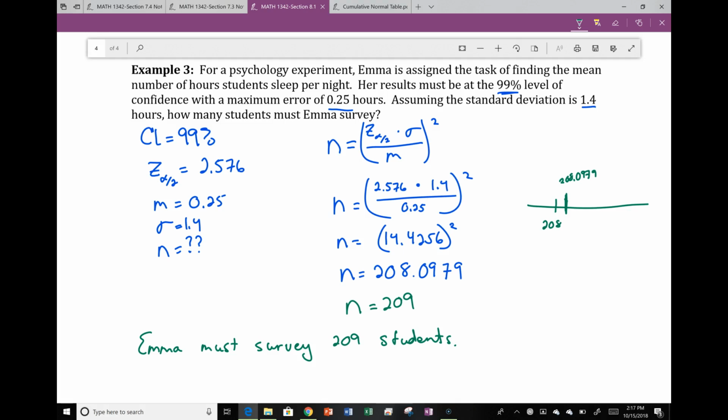So I want you to practice some of these. We have only looked at where we have the population standard deviation. So practice a few of these, finding the confidence interval, finding the sample size, and in the next set of videos we'll look and see what happens whenever we don't have the population standard deviation. Maybe we only have a sample standard deviation. Let me know if you have any questions.